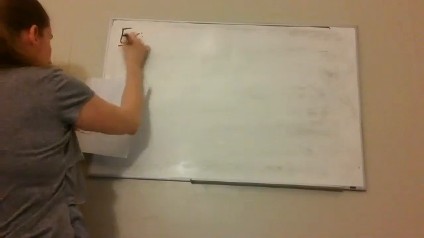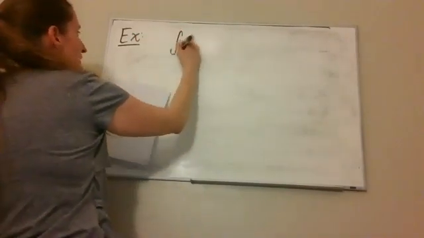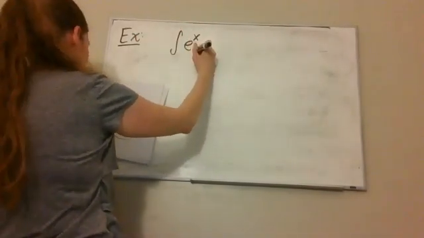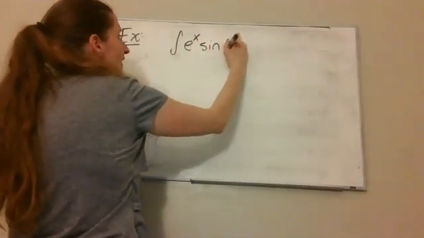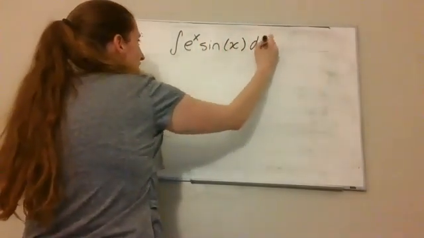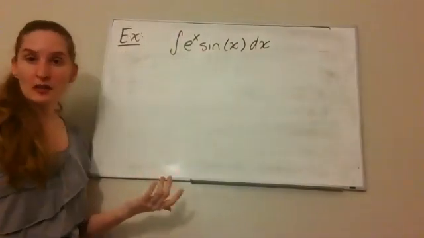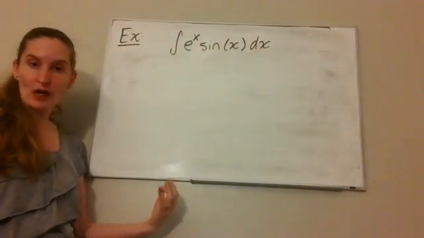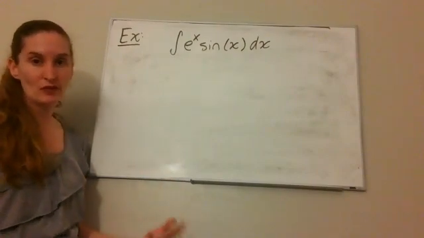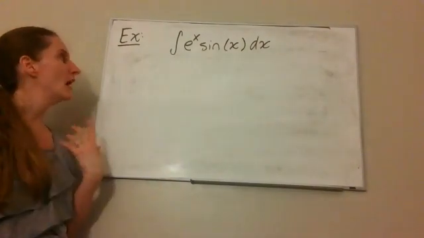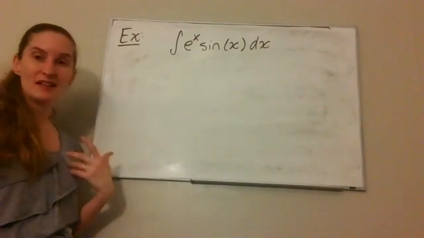For this example, let's do an integral of e to the x times sine of x dx. So we're going to do integration by parts again because I have a product and using u substitution does not help here. I'm going to need to choose a u and a dv.